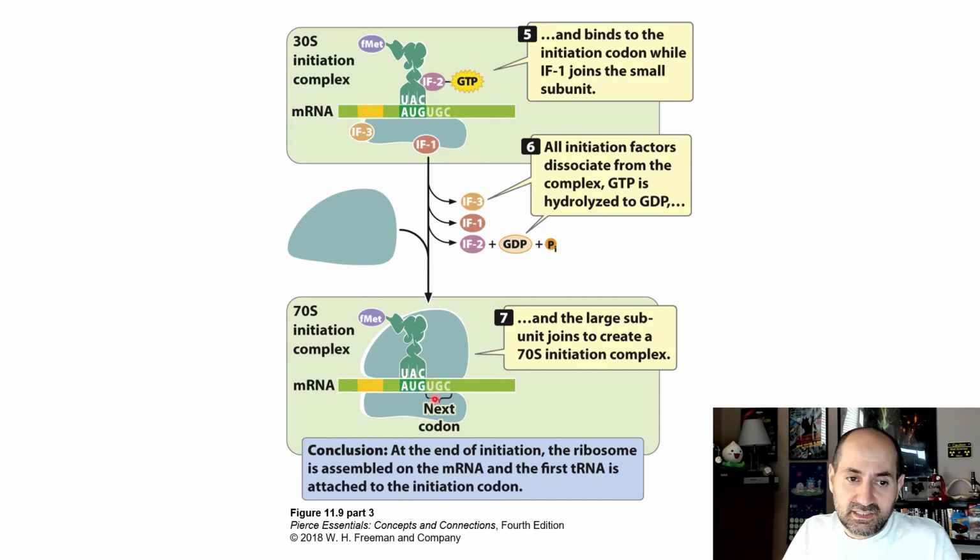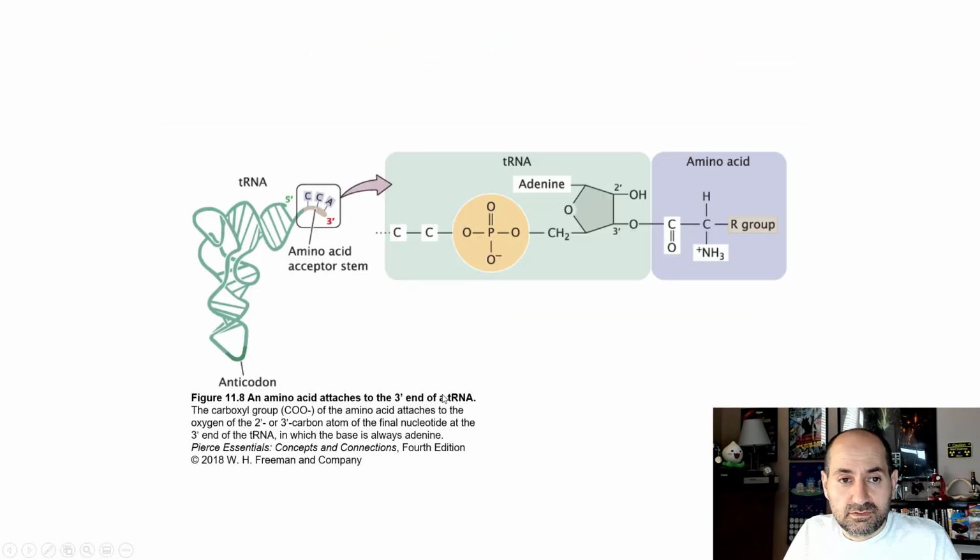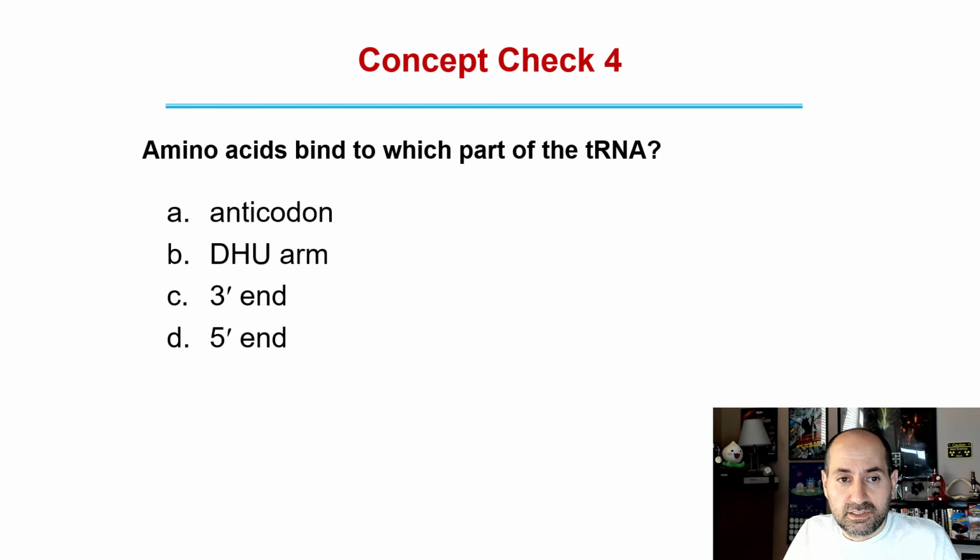So the next amino acid, or the next codon, reads UGC. So which tRNA should come in and bind here at the A site? Which tRNA should come and bind to UGC? Well, it's the one with the anticodon ACG, right? And what does this codon read? UGC. So let's look at our table.